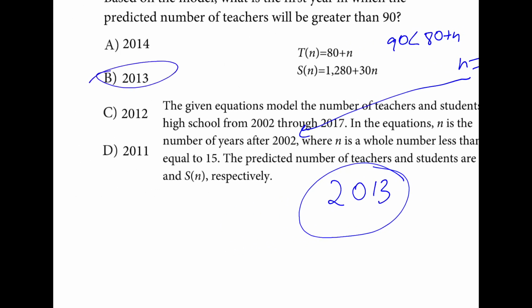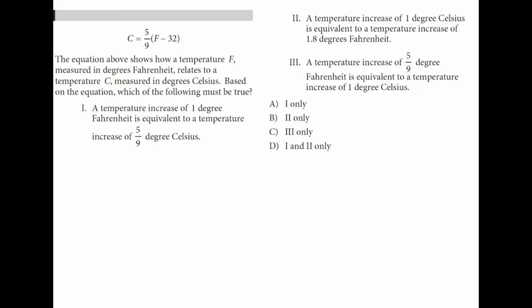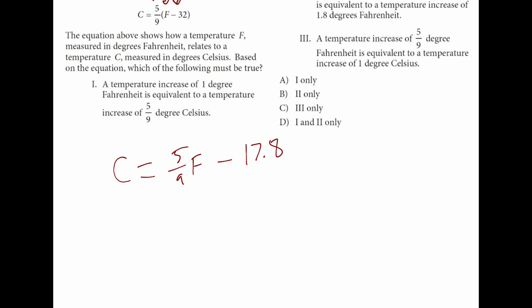Which is here, B. If I distribute this 5/9, C is equal to 5/9 times F minus, and this is going to be like 17.8. But the important part is this slope. And this tells us that every time F goes up by 1, Celsius will go up by 5/9. That's exactly what this one is saying.